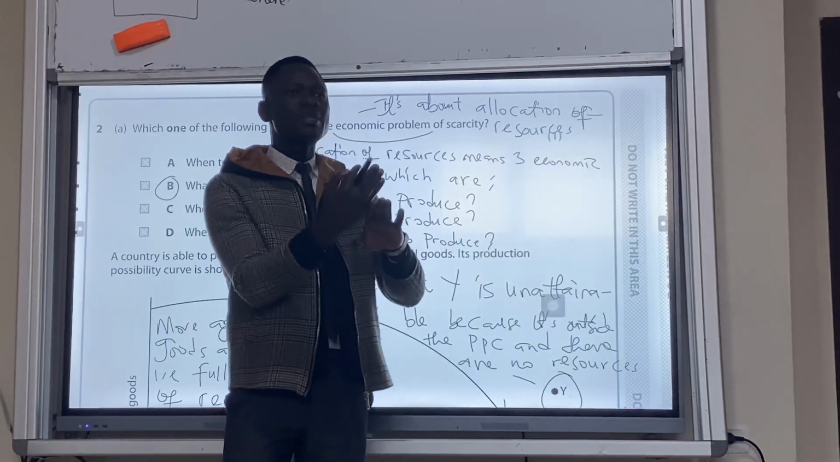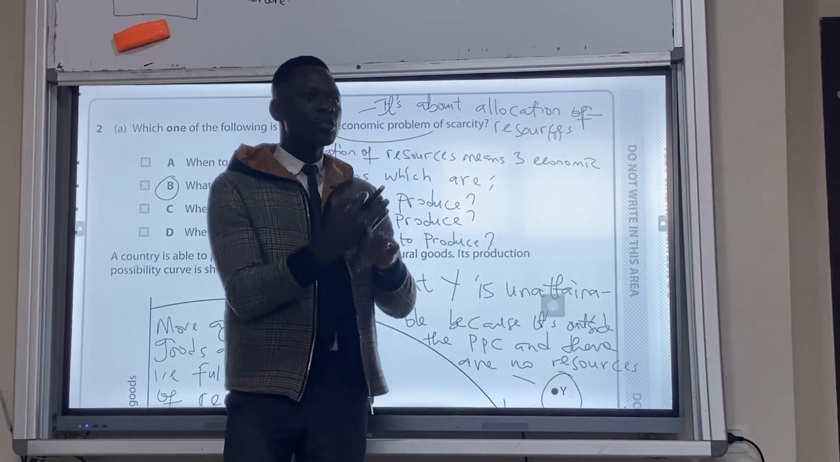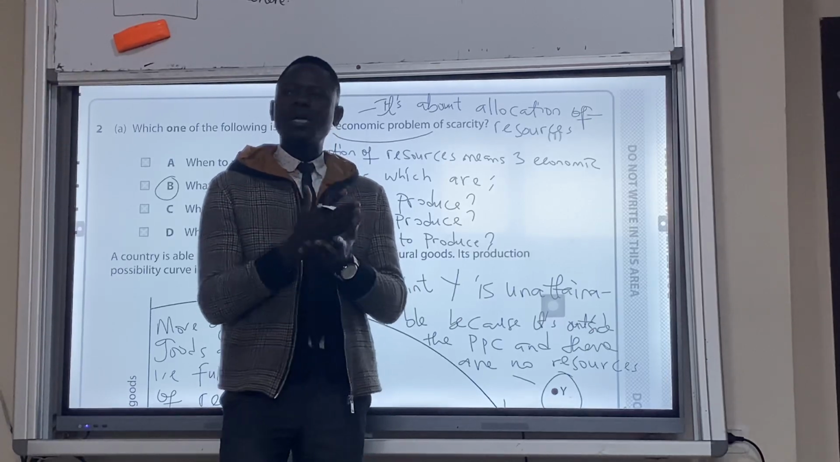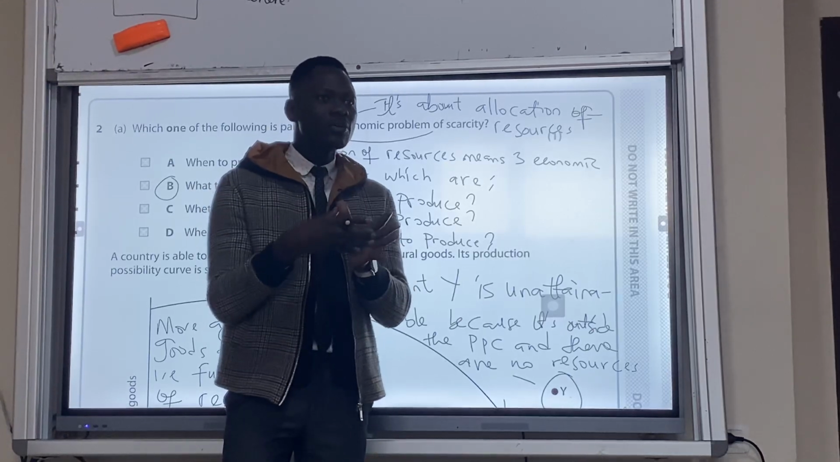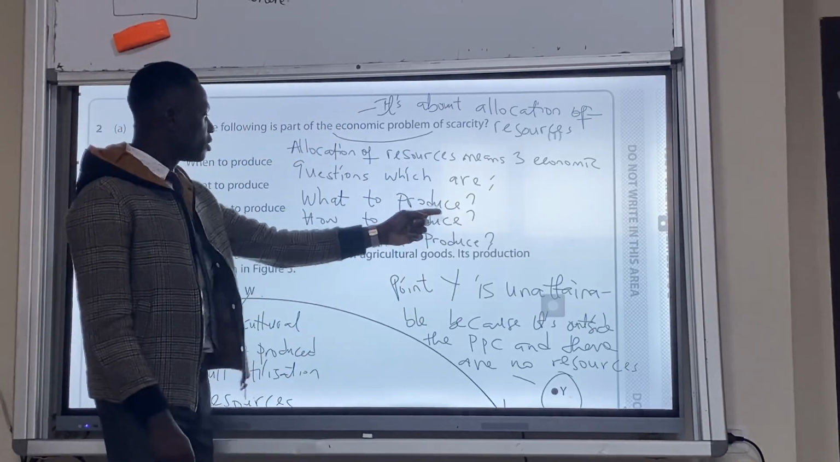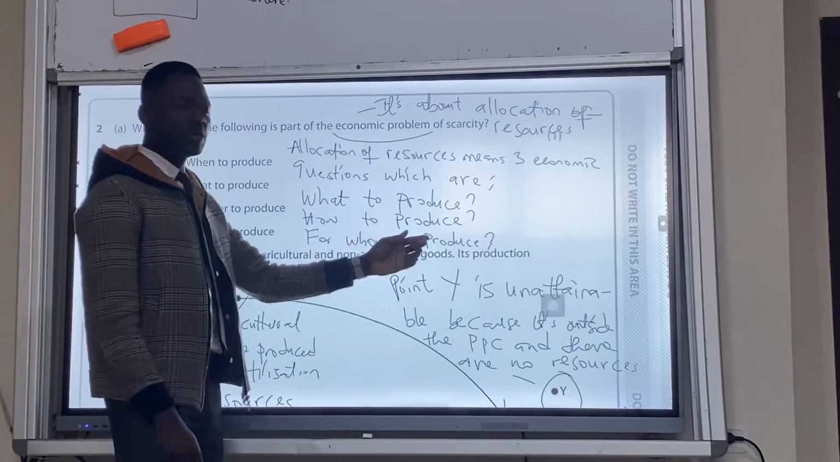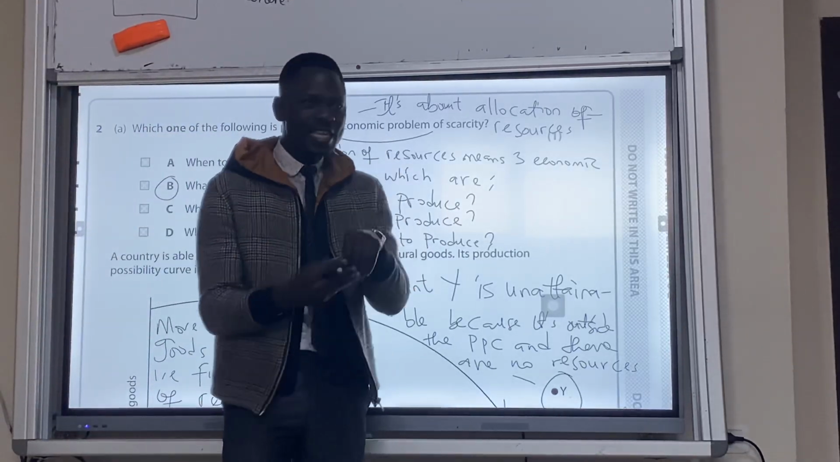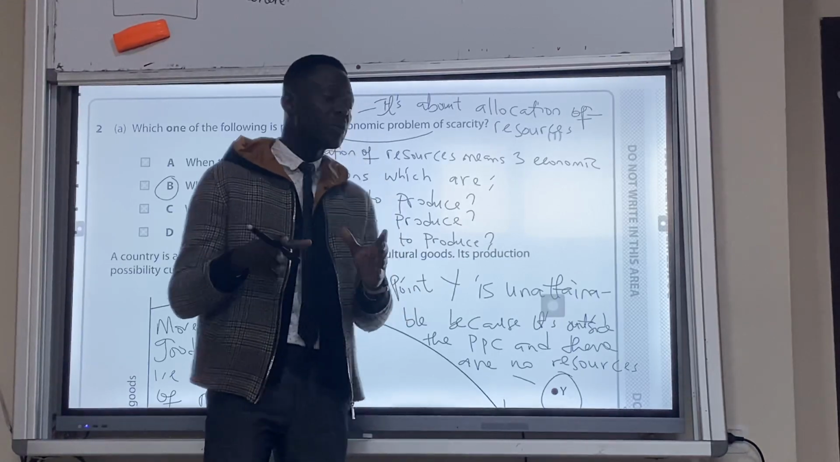The basic economic problem is scarcity, which is based on allocation of resources. So every now and then we have to allocate resources. To allocate resources, we need to ask ourselves these 3 basic economic questions, which are what to produce, how to produce, for whom to produce. What to produce is the type of resources, the type of production we need at this present time.